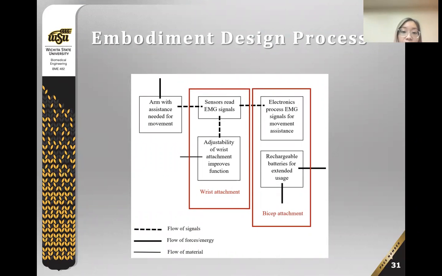Our product architecture is separated into 2 different parts, the wrist and the bicep attachment. The flow of forces and energy from the arm results in the flow of signals through the sensors in the wrist attachment. The material flow in the attachment helps to better assist the user since it enables more adjustability and movement. This adjustability is due to the sensors that can read how much support the user requires based on the flow of signals. The EMG signals are first read in the wrist attachment before going to the bicep attachment, where the EMG signals are processed for further movement assistance. The rechargeable battery that is attached to the bicep attachment allows the device to work through its energy forces.